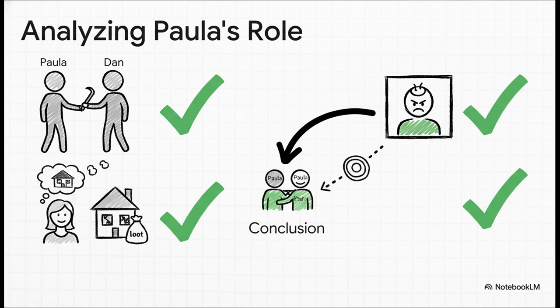But what about Dan hitting the guard? Paula didn't intend for that to happen. Turns out it doesn't matter. Under something called the natural and probable consequences doctrine, she is also liable for any other crime that was a foreseeable result of the plan, and violence is definitely a foreseeable result of a burglary.